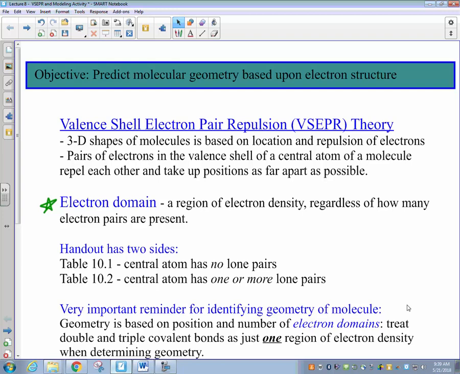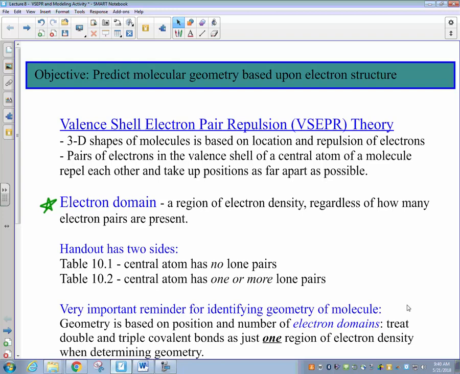That is to say that that region could contain a lone pair of electrons. It could contain a single electron by itself. It could contain a bonded pair of electrons, or it can contain multiple bonded pairs of electrons, that is a double or a triple bond. For the purposes of determining molecular geometry, we're going to treat all of those different regions in space where there are electrons as equivalent. That is to say, the domain is not dependent upon what is in it, how many electrons there actually are. All that matters is that there are electrons present in that domain.